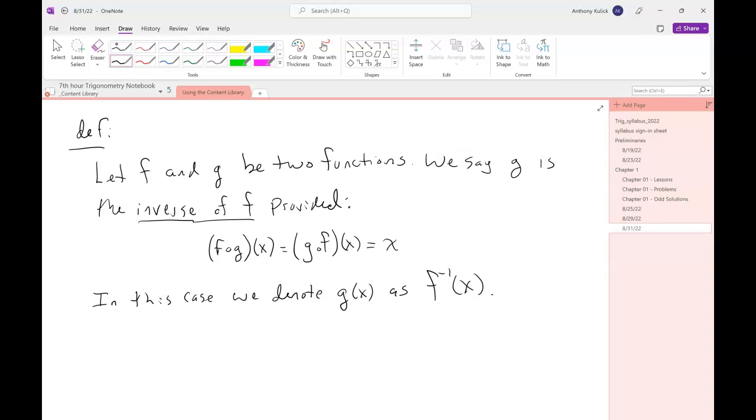Okay, so let f and g be two functions. We say g is the inverse of f, provided that f compose g of x is equal to g compose f of x, and that's just now equal to x. If that's what's going on, we give g a special name, and we use this symbol. We read that symbol as f inverse of x.